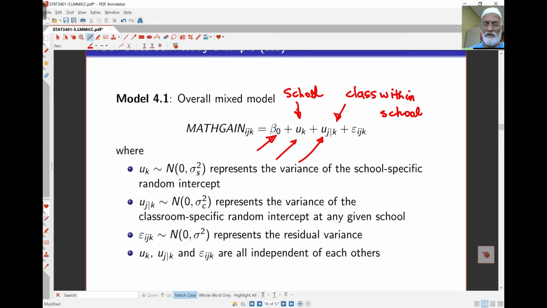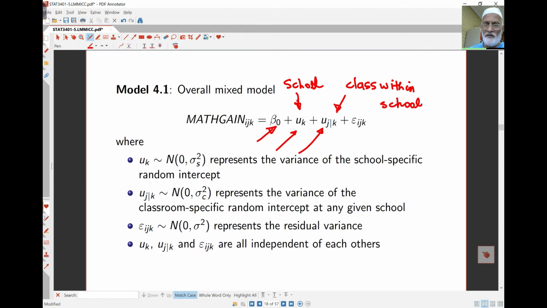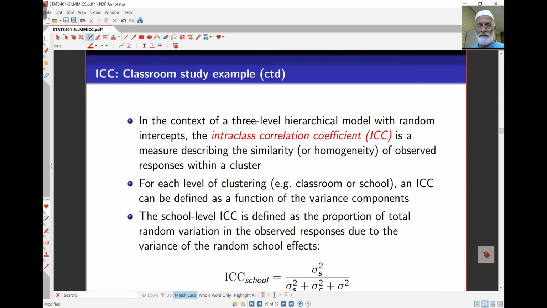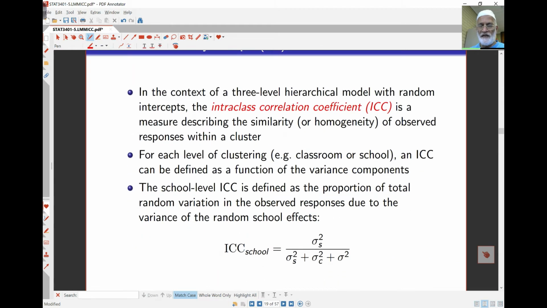So each of those random components will have mean 0 and variance accordingly, either school or class. And of course the overall error term here is going to be normal 0 variance sigma squared, and we are assuming that all the error terms are independent. So the ICC here, as we said, for the school level, so we have here the school, and underneath that we have the class, and then underneath there we have the students.